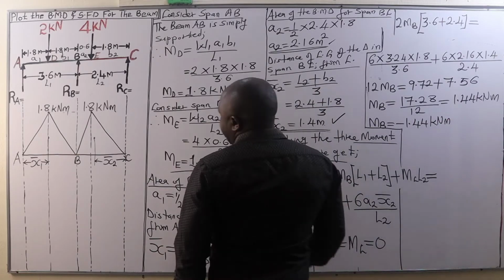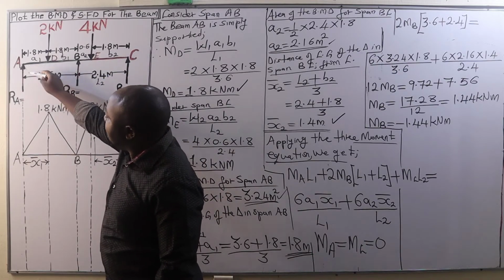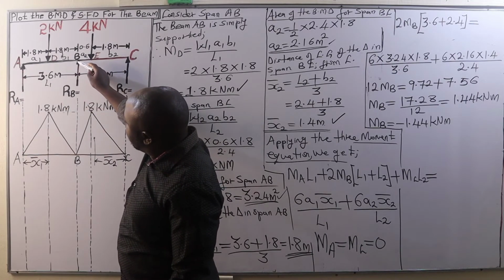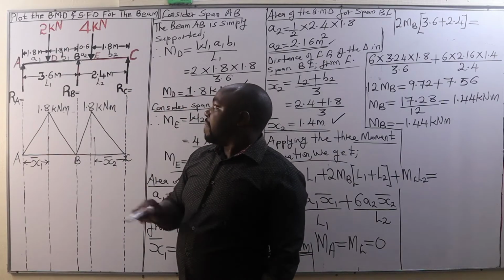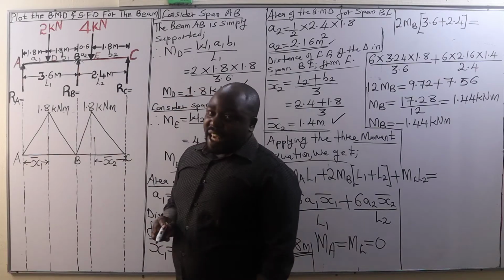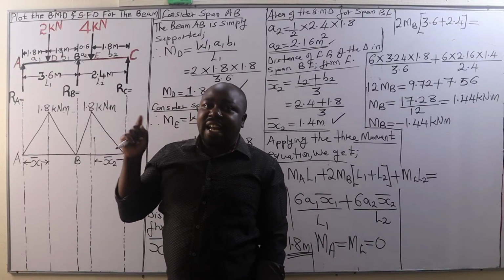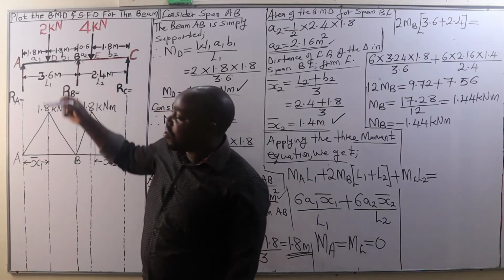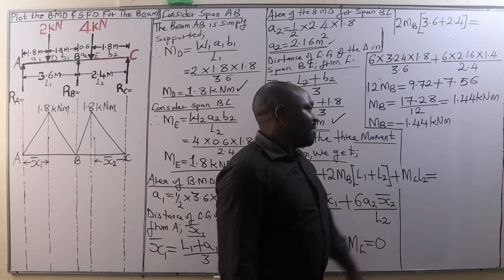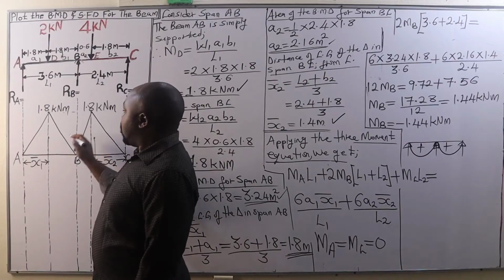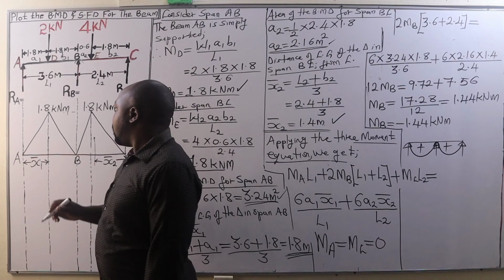The reason being, this beam, when it bends, it is going to sag between A and B, but at B it is going to hog. The beam is going to hog there, and hogging is usually negative and sagging is usually positive, and therefore the bending moment at B is going to be negative. So we are going to plot that bending moment at support B, which we have as 1.44.